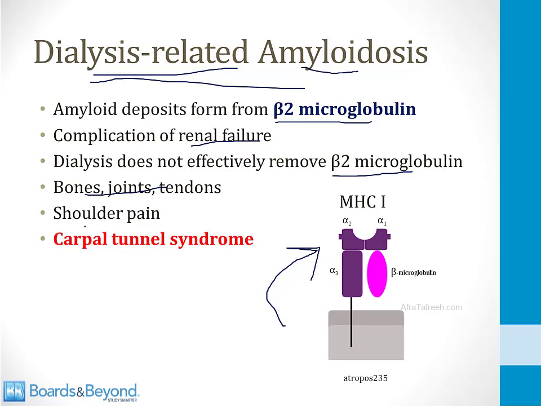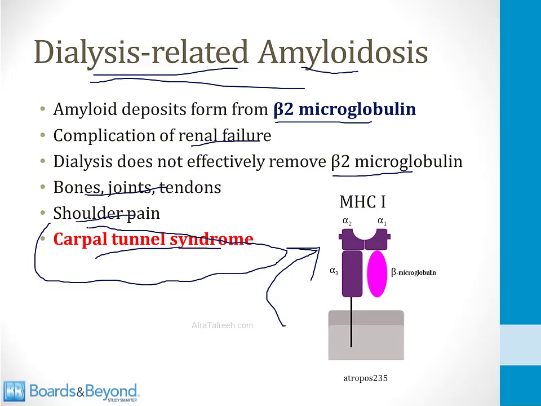This can cause shoulder pain because it likes to deposit in the joints of the shoulder. It also often causes carpal tunnel syndrome. So many patients who are on dialysis for end-stage renal disease develop carpal tunnel syndrome, and this is often the mechanism. It's because of dialysis-related amyloidosis.